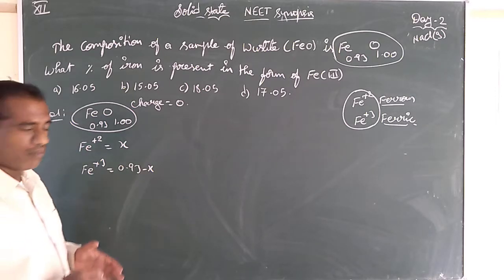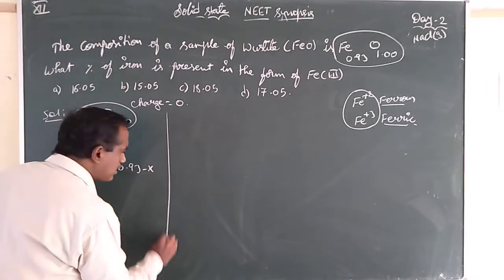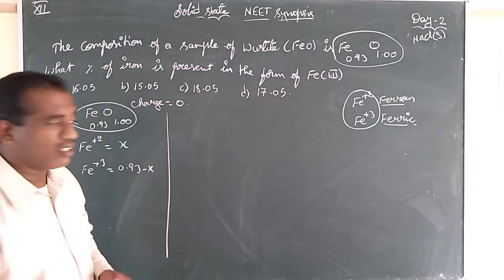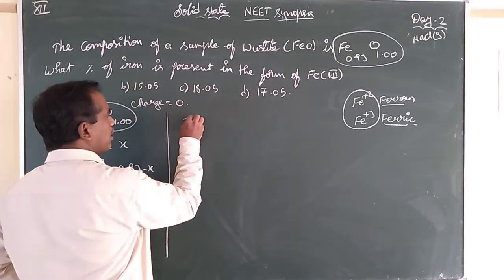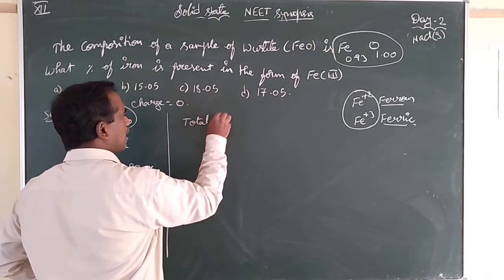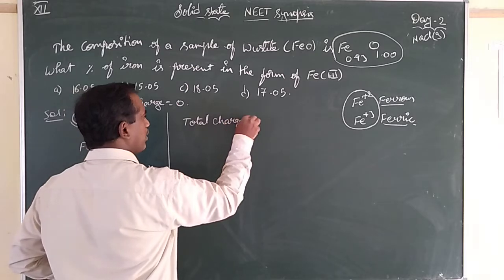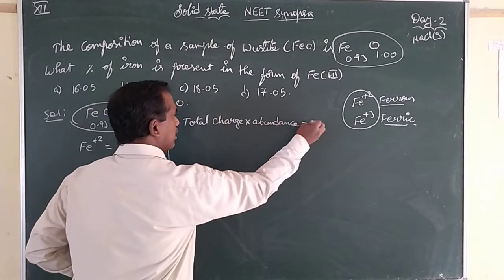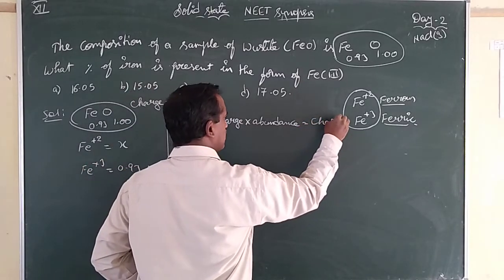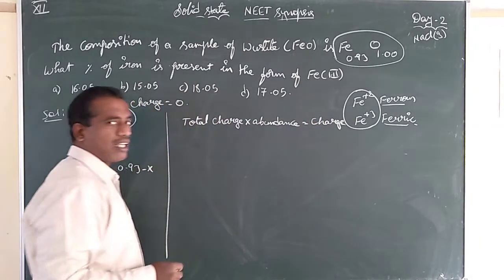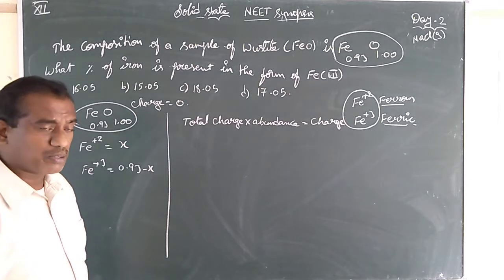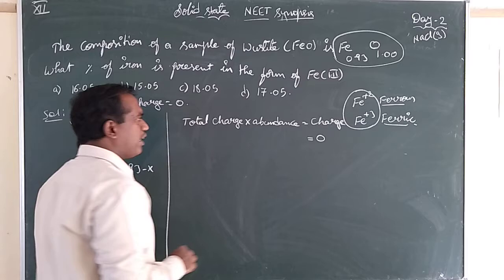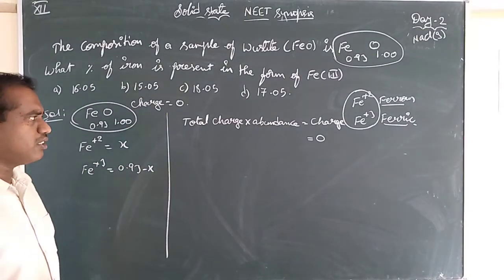See here children, the total charge we need to multiply with their abundance, and that must be equal to the charge present on the compound. What is the charge present on the compound? Already we had said the charge present on the compound is 0.